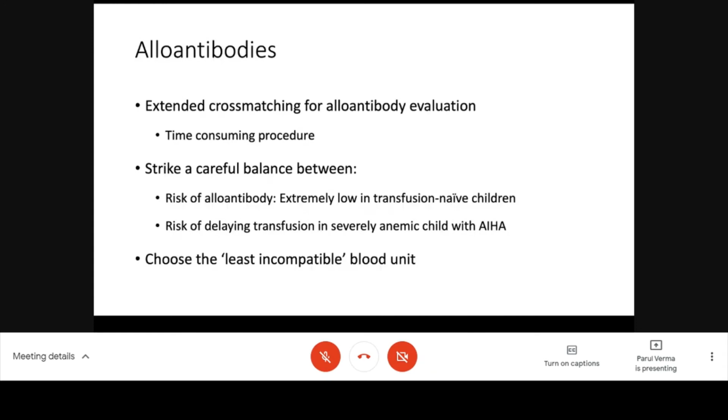But if the child is not sick and the transfusion may be delayed for some time, maybe for 24 hours, then again, we would always prefer to do an extended cross-matching, because the child already has autoantibodies. You do not want to cause hemolysis because of alloantibodies as well. Alloantibodies are antibodies in the child's blood against the donor RBCs. Autoantibodies are antibodies against the RBCs of the patient himself or herself.